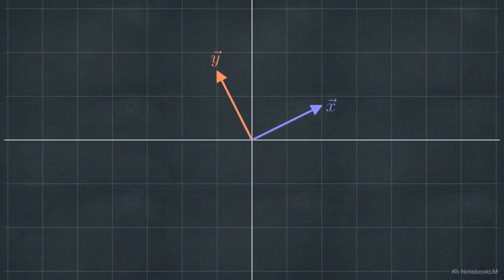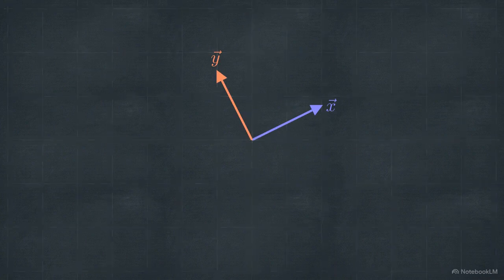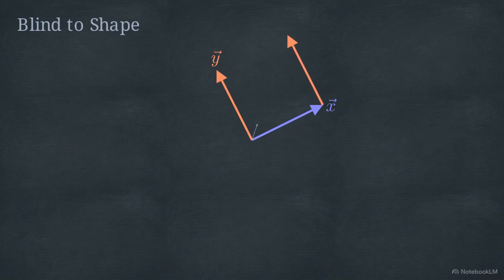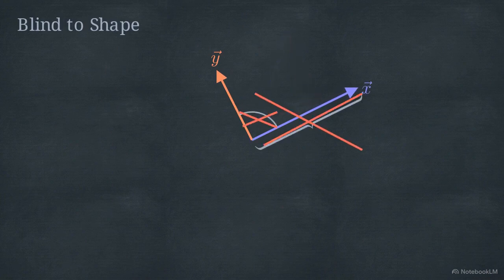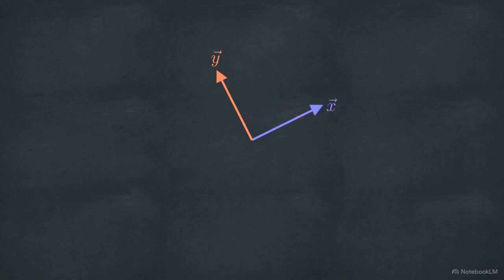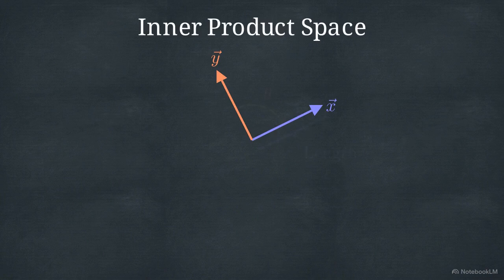This diagram shows a standard vector space, floating in an abstract void. We have a problem here. This basic space is blind to shape. You can add vectors together or stretch them out, but you cannot measure how long they are or the angle between them. To fix this, we introduce the inner product. It acts as our mathematical ruler and protractor, providing the structure needed to measure distance and rotation.